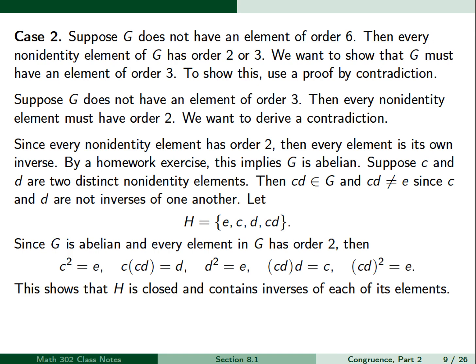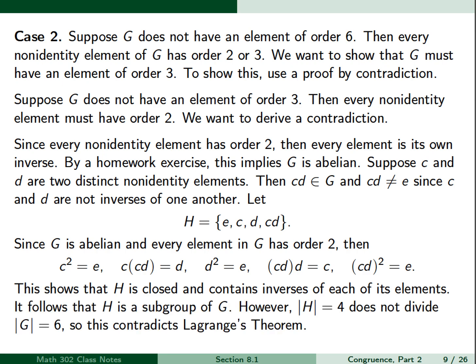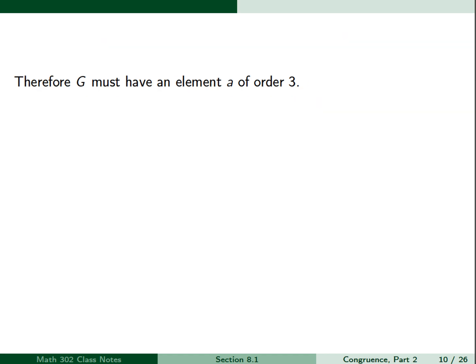This shows that H is closed. Every possible product is contained in H, and H contains inverses of each of its elements. It follows that H is a subgroup of G. However, the order of H is 4, which does not divide the order of G, which is 6, so this contradicts Lagrange's theorem. So this contradiction arose from supposing that G did not have an element of order 3. So therefore, G must have an element of order 3.